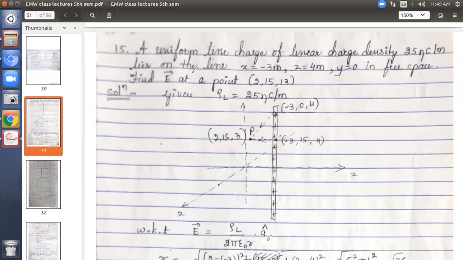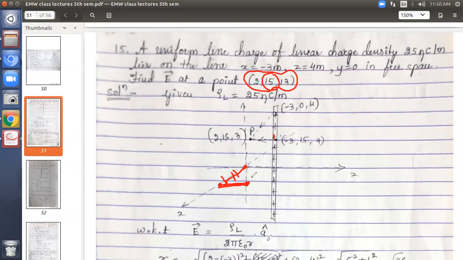Then what else? You need the point 2, 15 and 13. This is the point where E has to be found out. So let me position x equal to 2: 1 unit, 2 units. Somewhere here I have pointed, approximately 2 units. Then y direction 15. If I move in the y direction 15, it comes somewhere further along, so I will assume that this is a longer distance of 15.